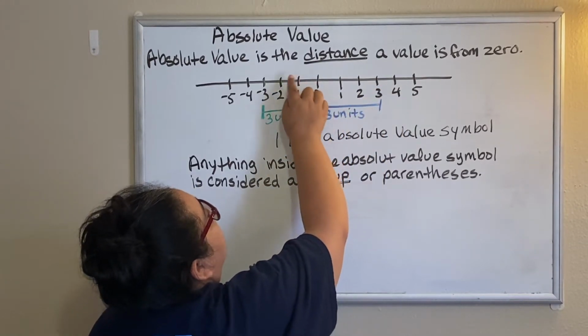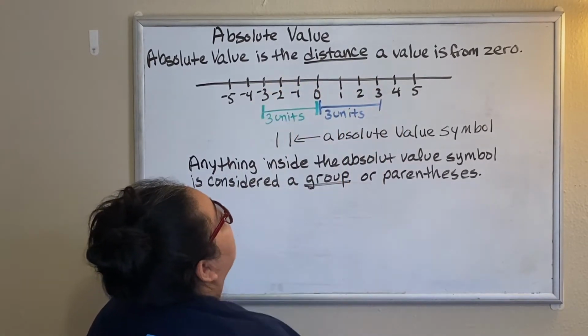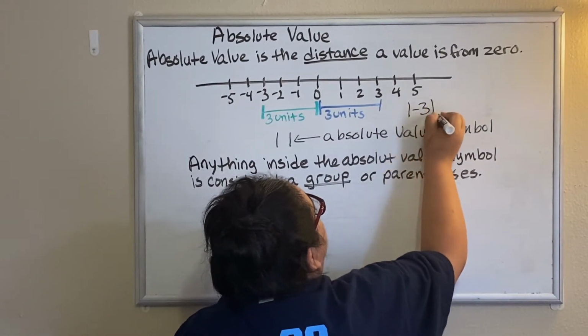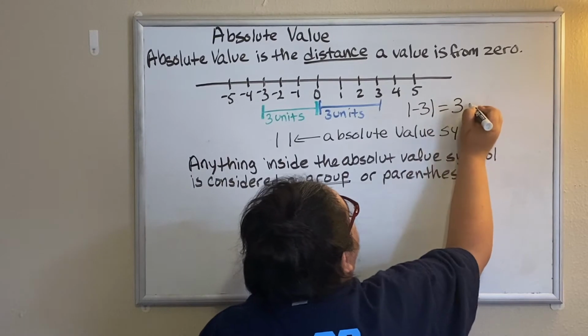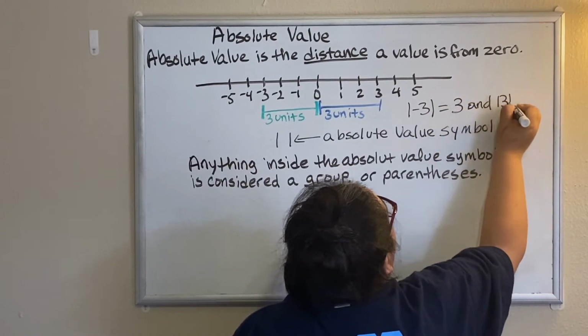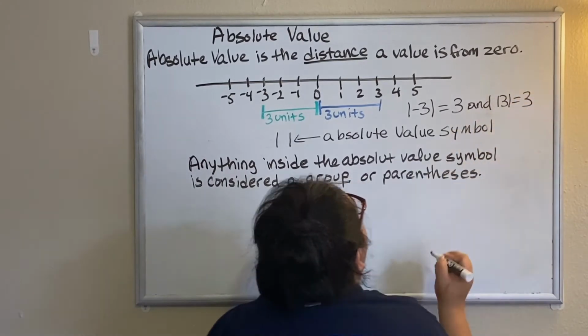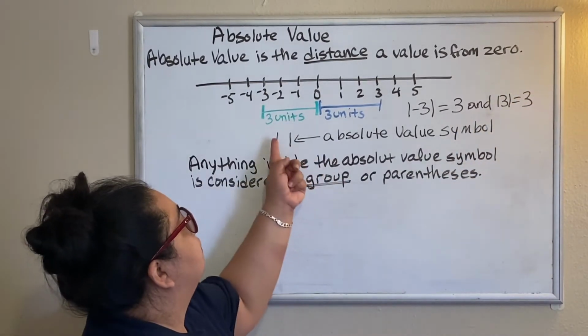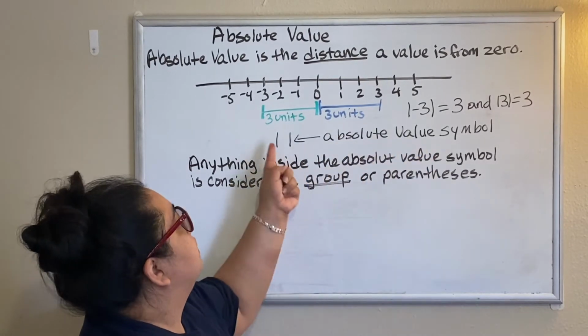And -3 is 1, 2, 3 units from 0. So the absolute value of -3 is equal to 3, and the absolute value of 3 is also equal to 3. By the way, those two bars that I wrote, the vertical bars, those are the absolute value symbol.